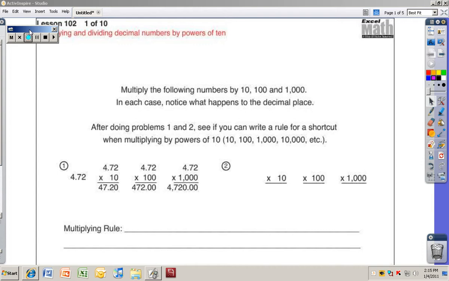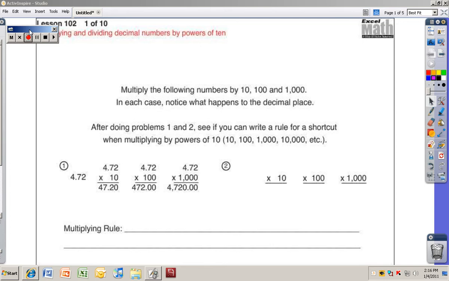Okay, here we go. This is a big, hard lesson, so we better get going. It's a little tricky. Multiply the following numbers by 10, 100, and 1,000. In each case, notice what happens to the decimal place. After doing problems 1 and 2, see if you can write a rule for a shortcut when multiplying by powers of 10. Powers of 10 include times 10, times 100, times 1,000, times 10,000, etc.